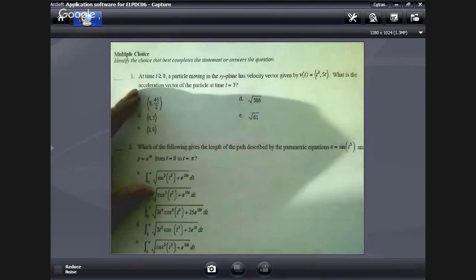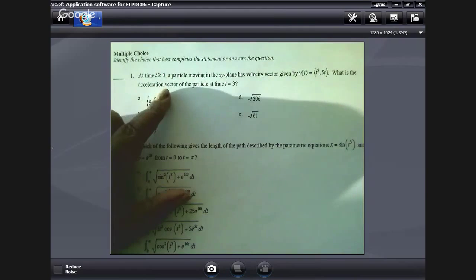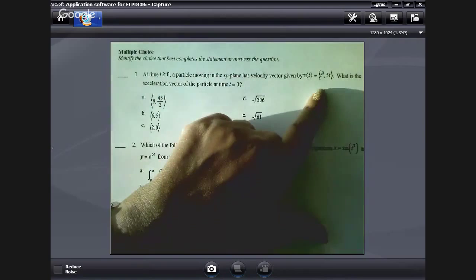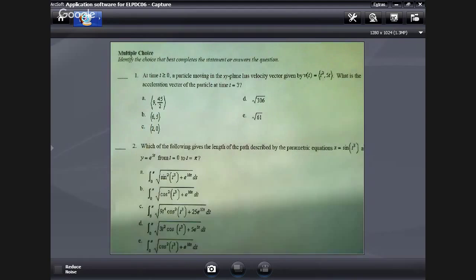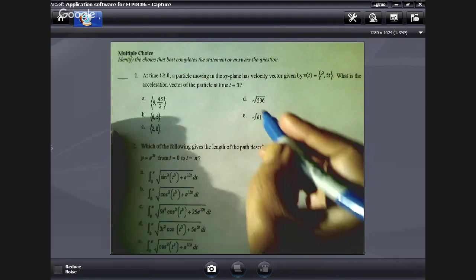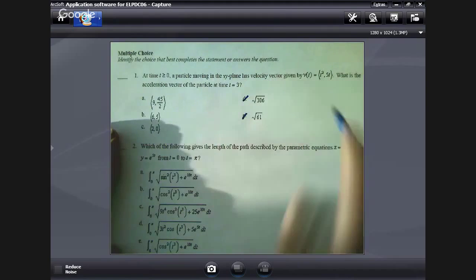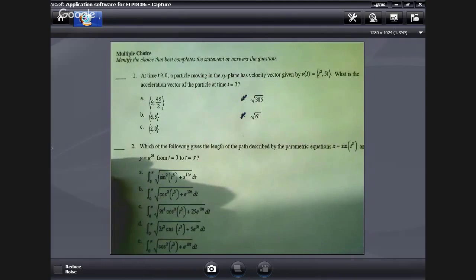So for part A, number 1, at time t equals 0, a particle moving in the xy plane is given by this velocity vector. What's the acceleration vector? Well, even without doing any work, you know to eliminate d and e, right? Those aren't vectors, they're scalars, so we know that's not right.